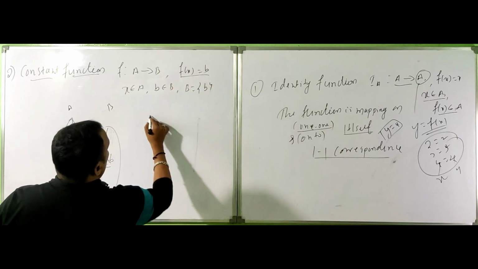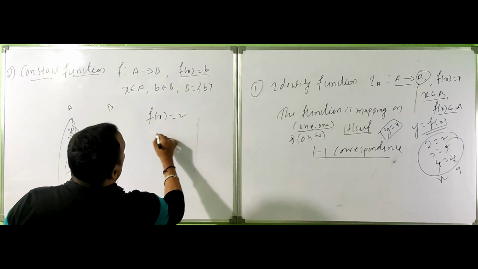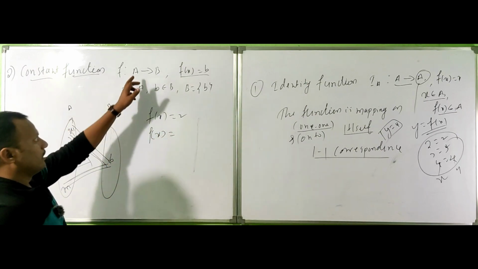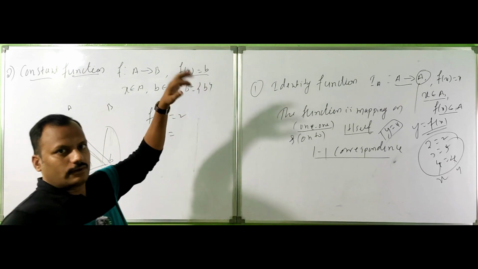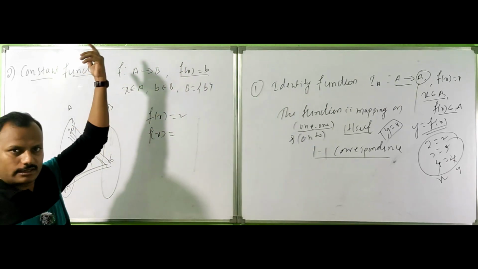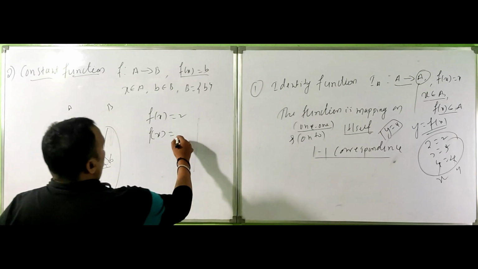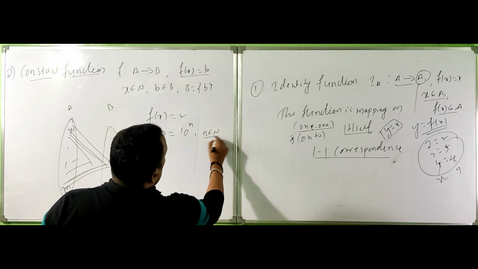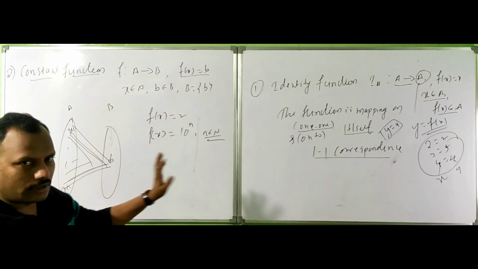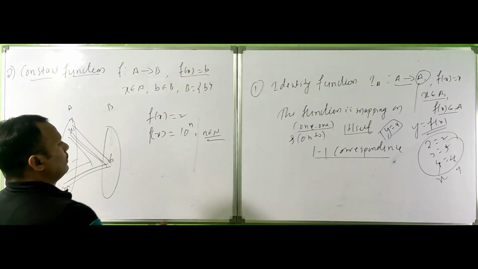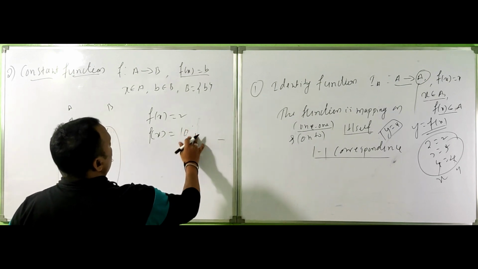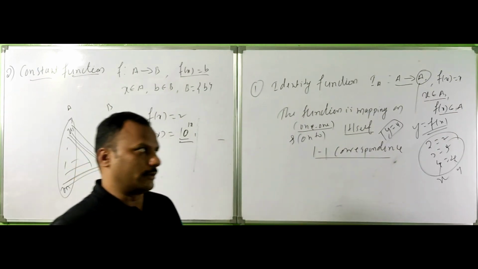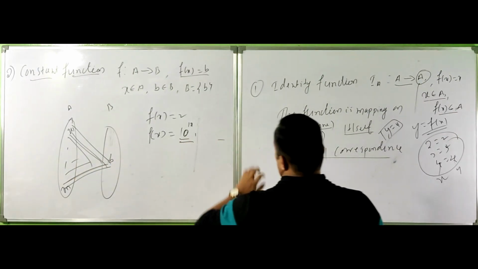I can say f of x is equal to 2, or any value depending on the set. If it is R, we can take any value. If it is Z, we can take integer values. If it is the natural numbers, we can take natural numbers. Maybe 10 to the power n, where n belongs to N. Whatever it may be, we can call it a constant function. 10 to the power 10 should give a real number, meaning a fixed number, a constant function.